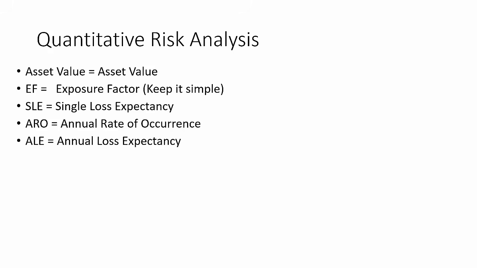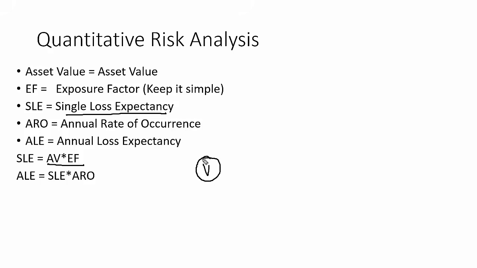In the quantitative, we basically follow this formula: asset value, exposure factor, SLE, ARO, ALE. These are the parameters we use for a quantitative risk analysis. The first thing we need to use is the SLE. SLE stands for single loss expectancy, and we calculate it with the help of asset value and exposure factor. Exposure factor is the percentage of the asset loss.